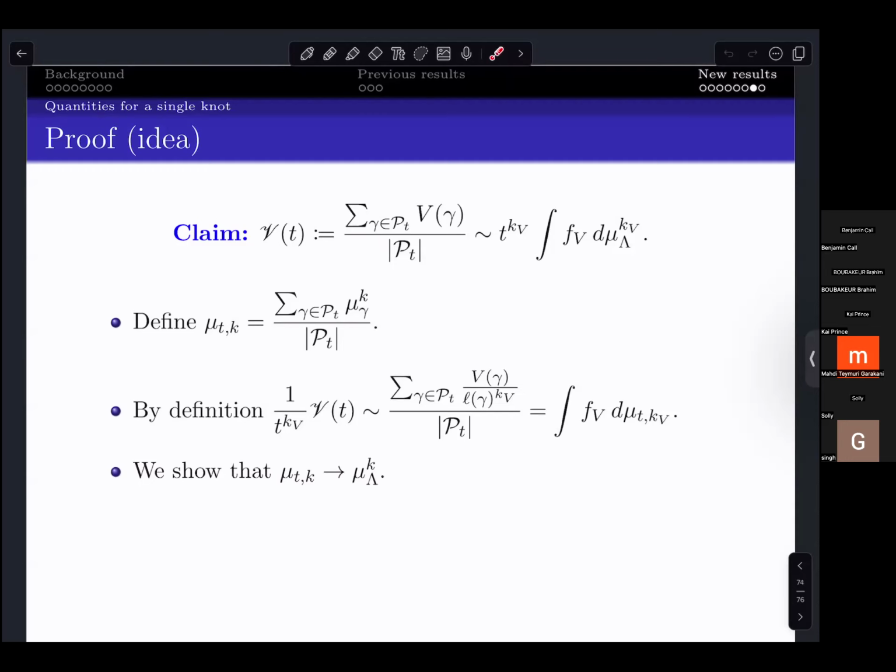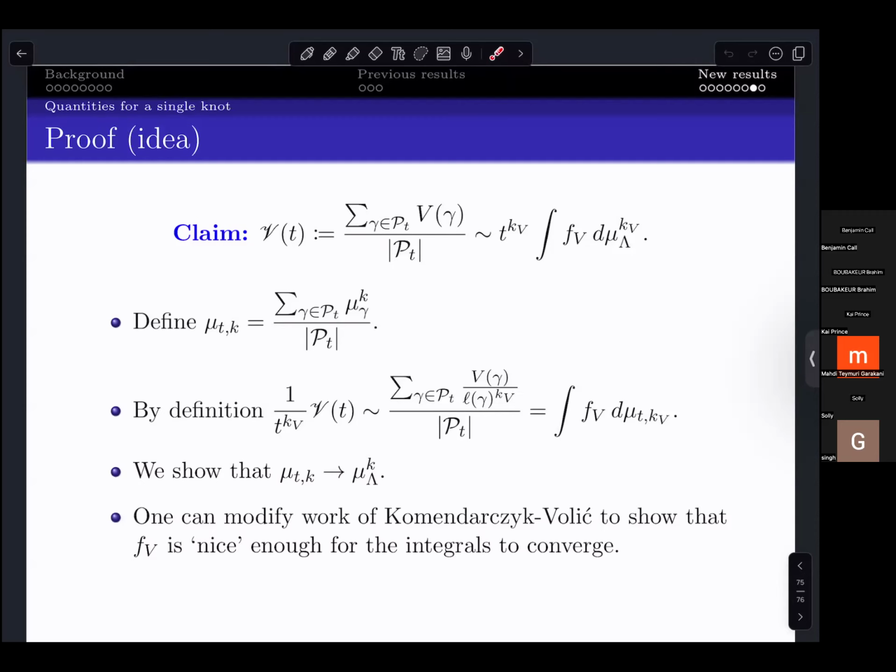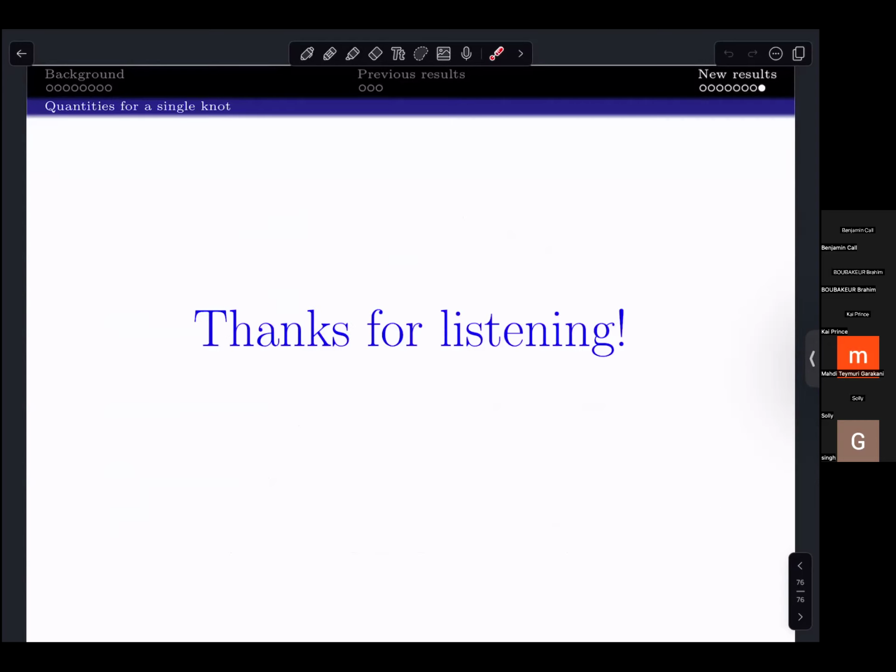The thing that's kind of new is that we show that these measures converge to that product measure of maximal entropy. But again, this uses symbolic dynamics and thermodynamic formalism, Nima. I hope you're happy to hear that. And then again, we need to check this function is nice enough for the integrals to converge, but it is all the same structure as Contreras' result, and I think we all probably want to go home. So you can adapt that work to show that this function is good enough for the integrals to converge, and that is the end. Thanks for listening.